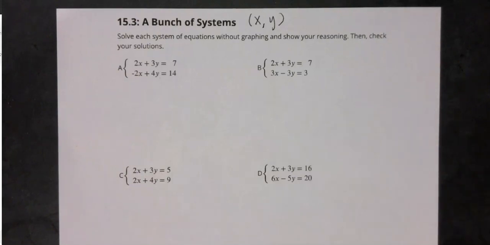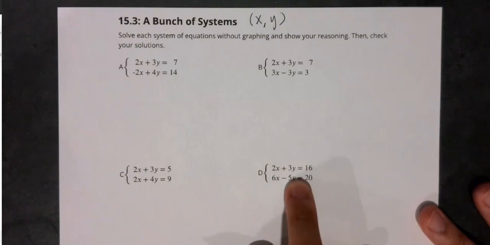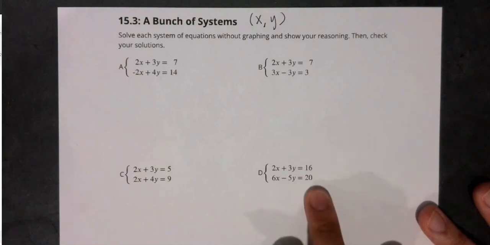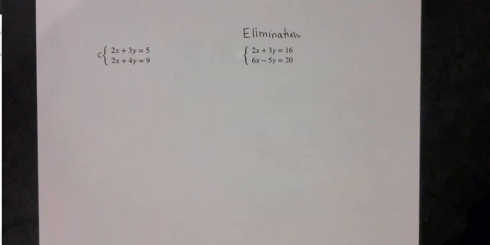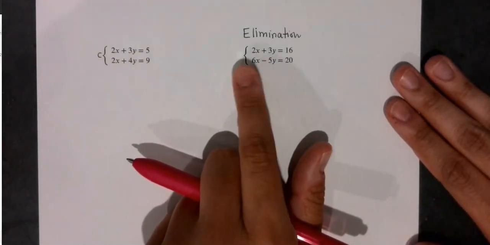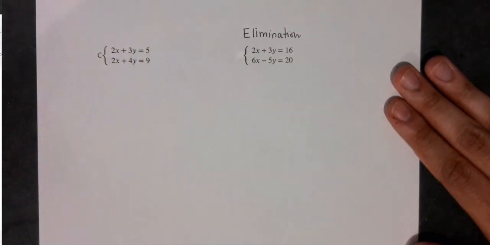When solving systems of equations using elimination, it is helpful to have our equations set up like this: the x's stacked on top of each other, the y's stacked on top of each other, and also our number at the end that doesn't have a variable on top of each other as well. What I like to do is look at the numbers on the left side, the numbers in front of my variables, also known as coefficients, and see if the numbers are the same.